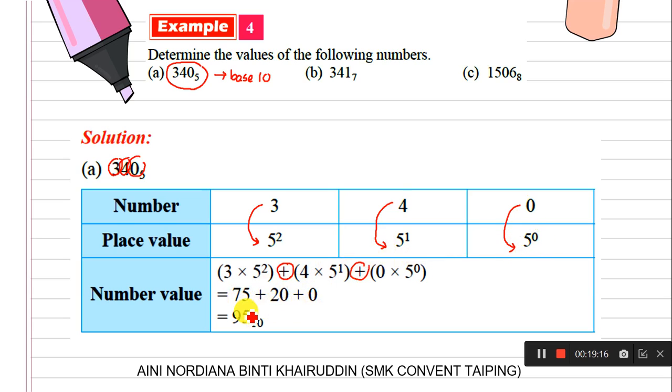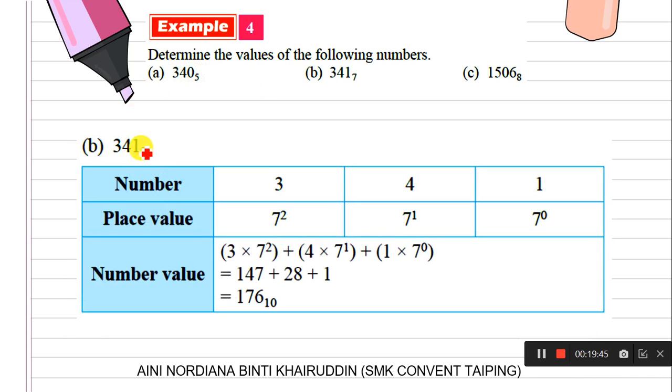So the total of this is the number in base 10. Okay, we are actually converting this number in base 5 to base 10. Okay, so this is how we convert a number in a different base to base 10.